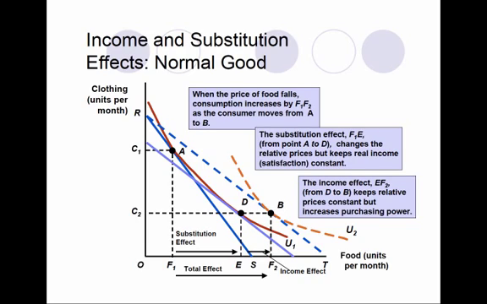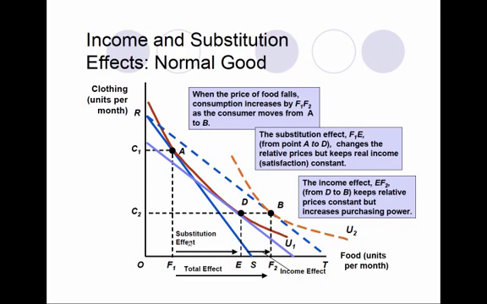Basically, what we want to do here in this set of PowerPoints, well, this PDF document, is break down those changes. Two things going on, the income effect and the substitution effect. So here's what we're trying to do again. A to B, that's the total change that we're seeing from lowering the price of food.